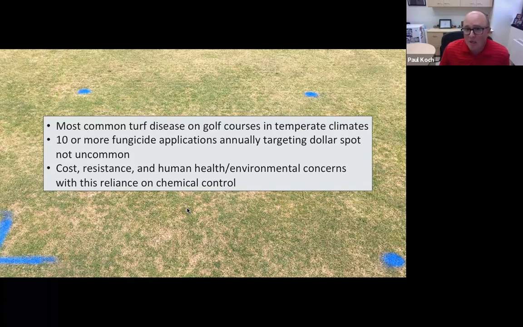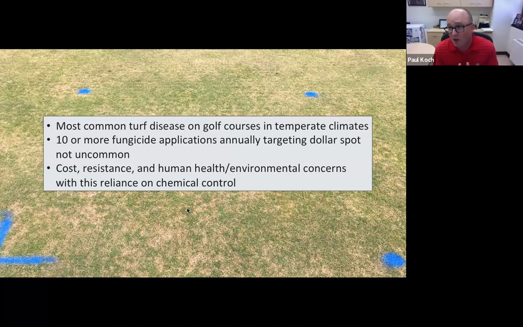If left untreated, oftentimes it can cause serious damage to the turfgrass, to the golf course, and make it virtually unplayable. Dollar spot is active at a very wide temperature range, and so it's active for a very large portion of the year. Really, in the Midwest, it can be active from mid-May until into early November in certain years.